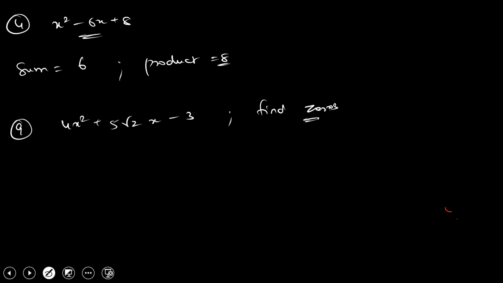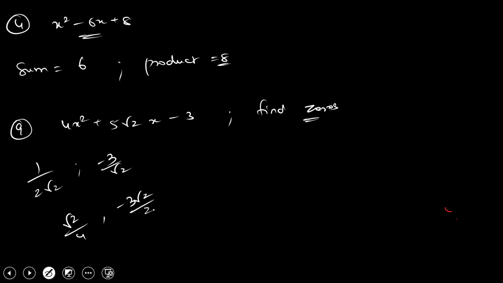So the zeros are 1 by 2 root 2 and minus 3 by root 2. The options are not given like this. Can you rationalize and tell me? Take the root 2 to the numerator and tell me what is going to be the value. Root 2 by 4 and minus 3 root 2 by 2. Correct? Yes, sir. That's the answer.